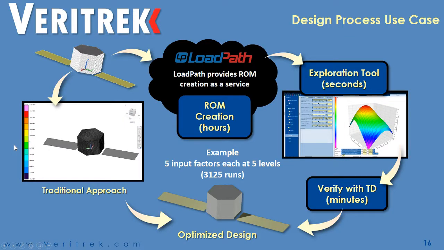And lastly, I'm going to leave with a very simple example that talks about the power of Veritrek. Let's say you have a thermal model and you have 5 input factors, each at 5 levels. Well, that would take a little over 3,000 runs to fully evaluate that design space. Well, you can imagine how long that might take using a traditional approach where you're running a little over 3,000 cases. Well, with Veritrek, you could take that model and reduce it into a reduced order model form. That process would only take a few hours, then use the exploration tool to operate on that ROM.